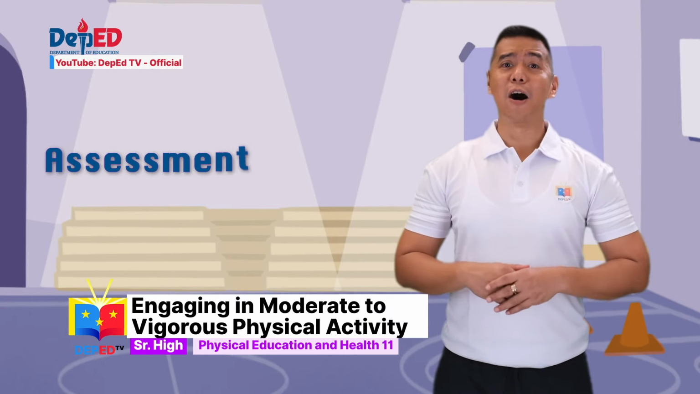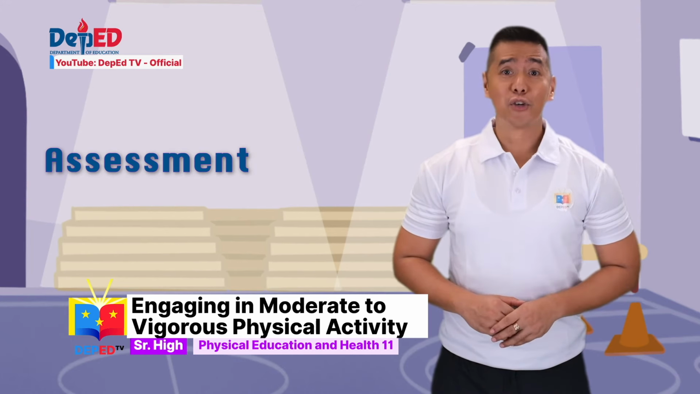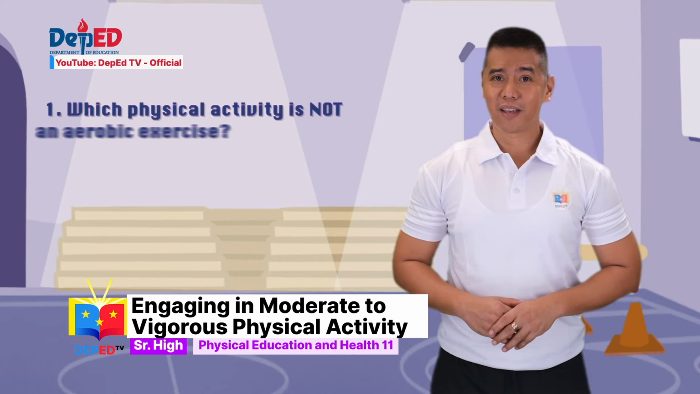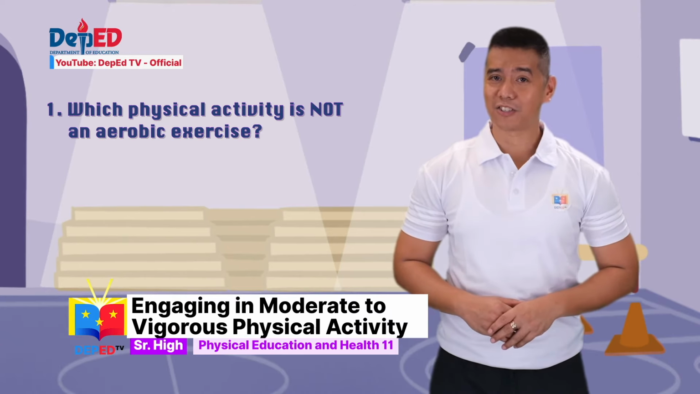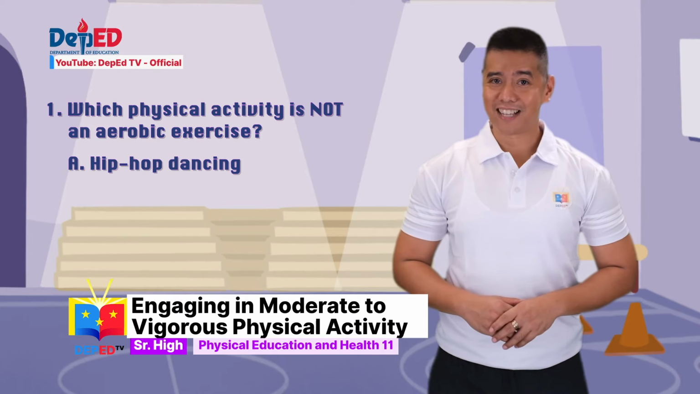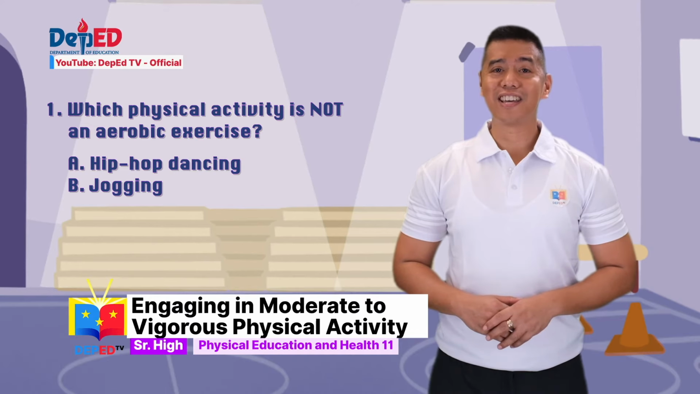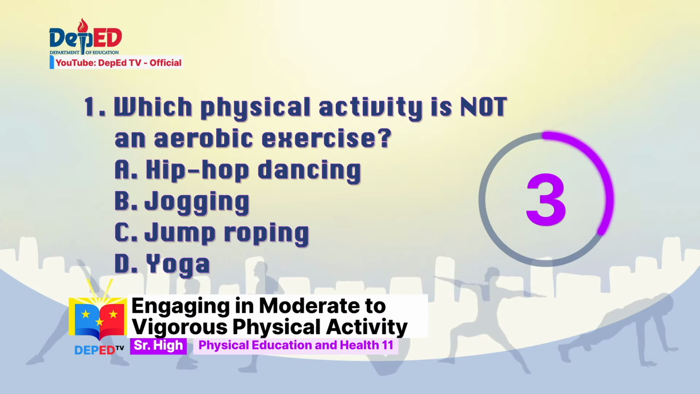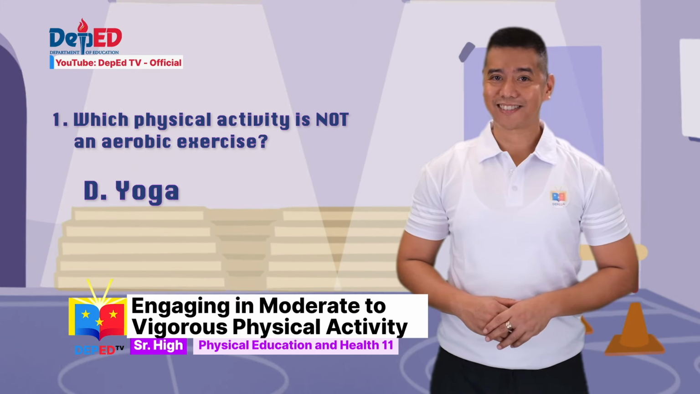Now let's find out how much you have learned in this episode by answering these questions. You have 3 seconds to answer each question. Number 1. Which physical activity is not an aerobic exercise? A. Hip-hop dancing. B. Jogging. C. Jump roping. Or D. Yoga. The correct answer is letter D, yoga.